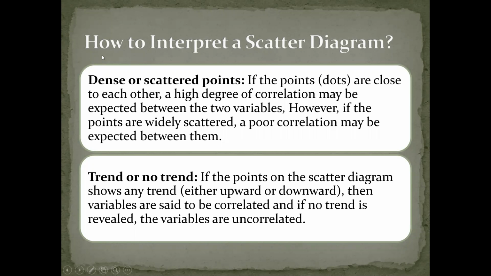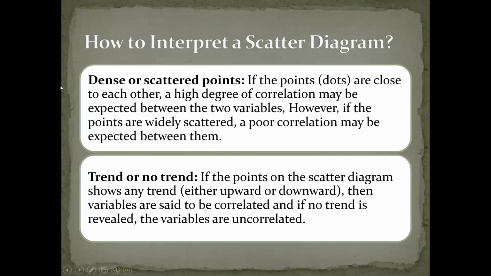So let's begin with this topic, how to interpret a scatter diagram. Now, dense or scattered points. If the points, that is dots, are close to each other, a high degree of correlation may be expected between the two variables. However, if the points are widely scattered, a poor correlation may be expected between them.